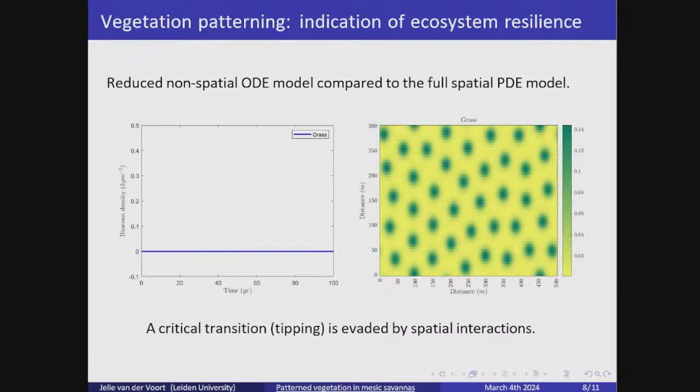Let's start with a positive one. What we did here is we compared the full spatial model with the mean field model, where spatial effects are omitted. On the left-hand side, we see that there's no grass left. The grass biomass density is 0. However, in the full model, grass is still being supported by these vegetation patterns. So in this case, the tipping is evaded by the spatial interaction.